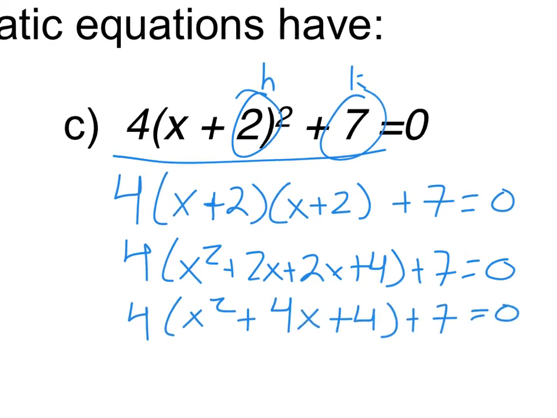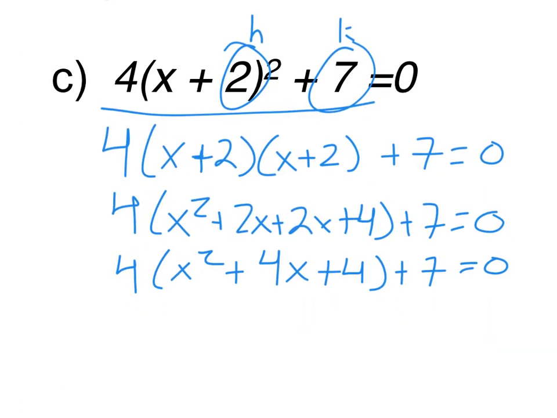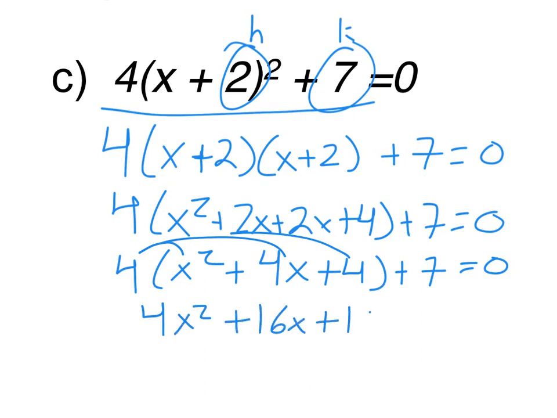Then we have to break the bracket. So in order to break the bracket, we're going to distribute this 4 throughout. We'll collect the constants at the end. That's 16 and that's 7.